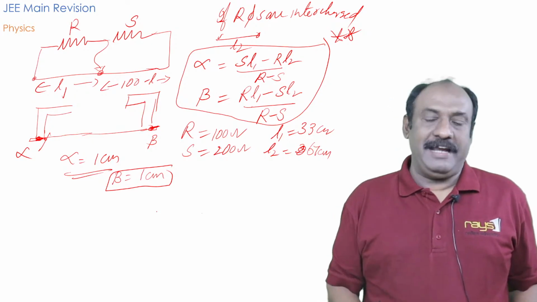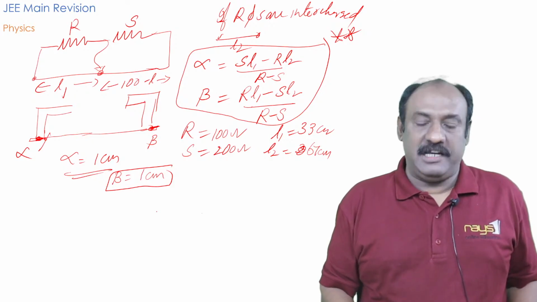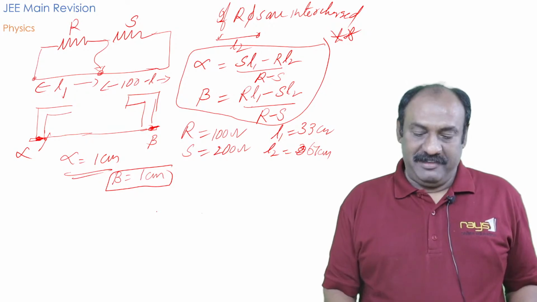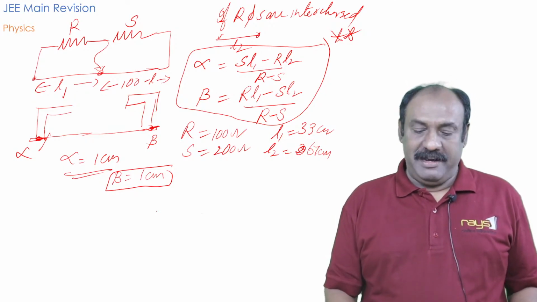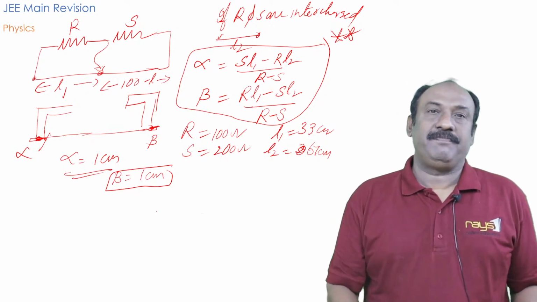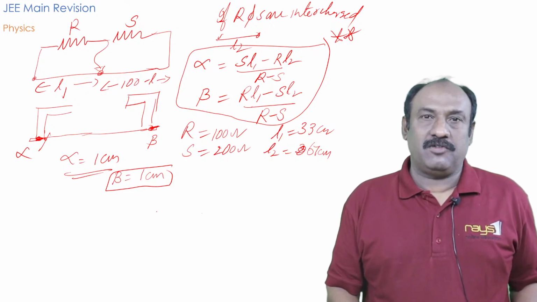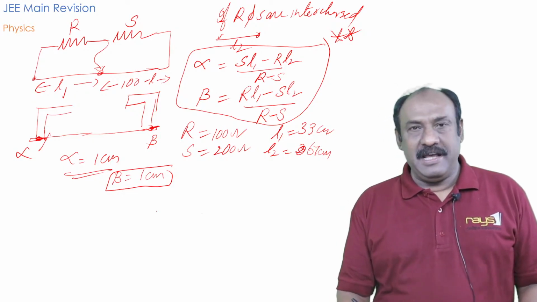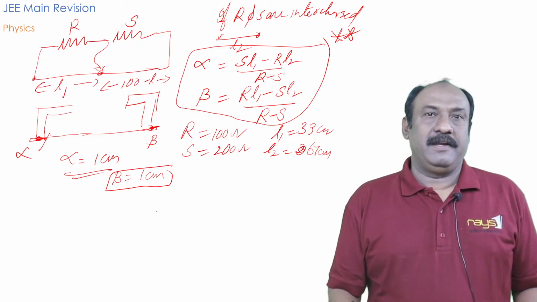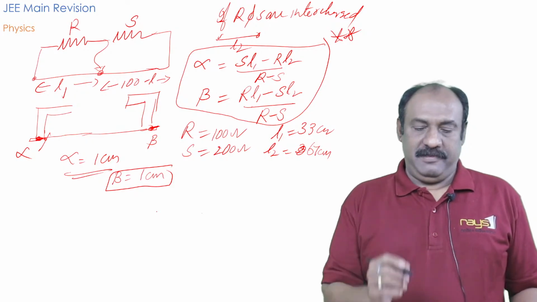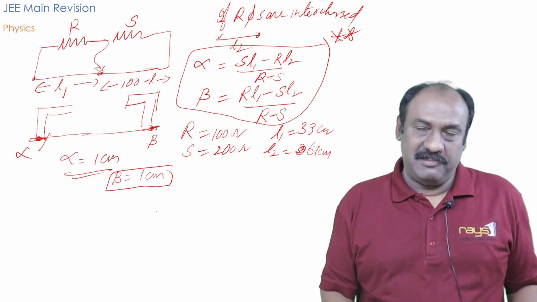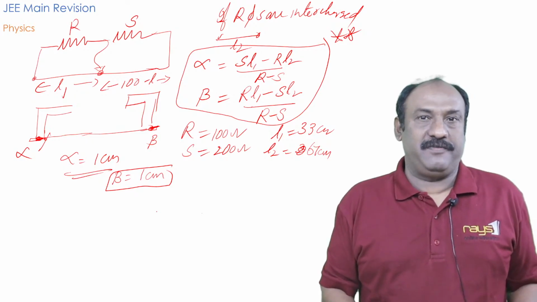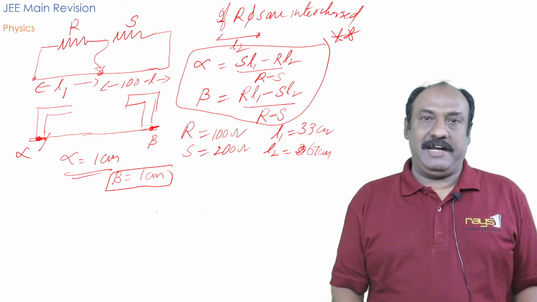Then only the end corrections are given by these two equations: alpha equal to (S L1 minus R L2) by (R minus S), beta equal to (R L1 minus S L2) by (R minus S). These two are the most important shortcut formulas to remember for finding end correction regarding the meter bridge experiment. A lot of mathematical calculations are there in deriving these two formulas. For that reason, I have directly written the shortcut formulas for end corrections. Right. Next question.